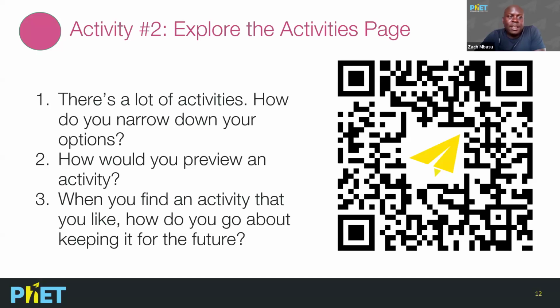box on exactly one, how you narrow down your activity options. Secondly, how would you preview an activity? And third, when you find an activity, how do you keep it for future use? Please remember to type in the chat box. How do you think you would narrow down your options if you find a list of so many activities?